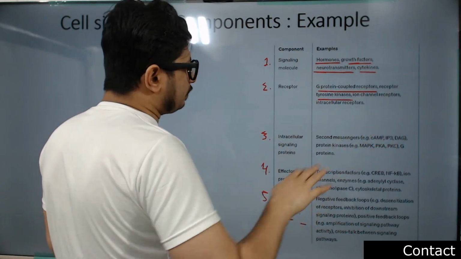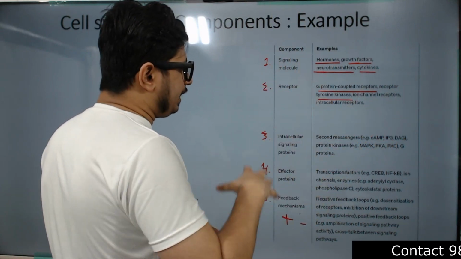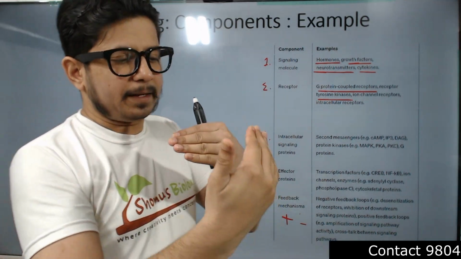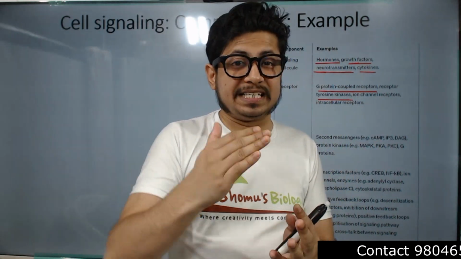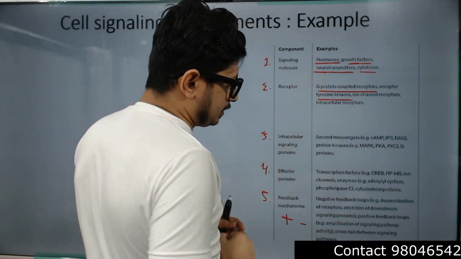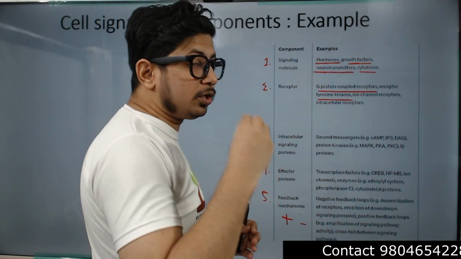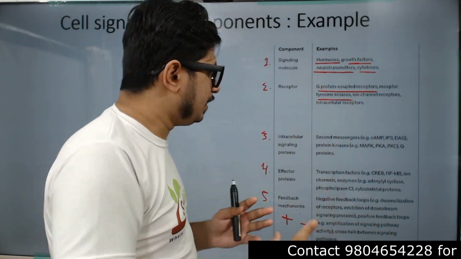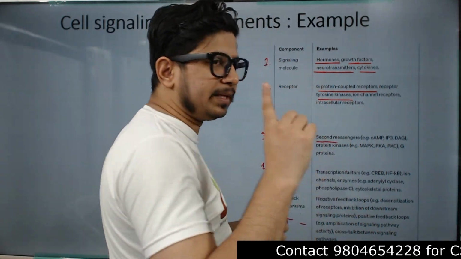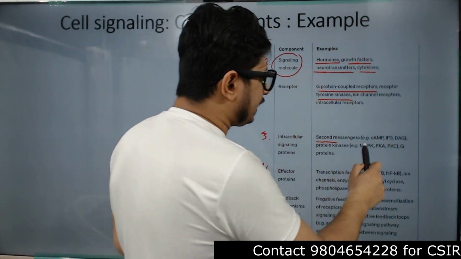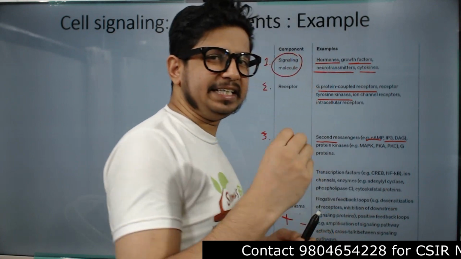Apart from this, what else do we have? We have the intracellular signaling molecule. Remember, apart from the signaling molecule and receptor, there are intracellular processes of signal transduction. So in intracellular signaling, there are intracellular signaling proteins, also known as second messengers, because they start the process of signaling inside of the cell. So they are second messengers, because primary messengers are the signaling molecules. Second messenger examples: cyclic AMP, IP3, DAG.